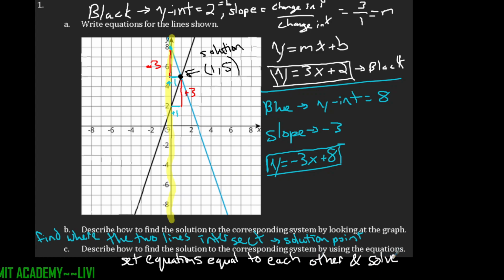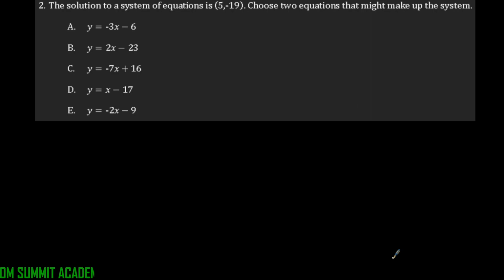Again, remember a system of equations is at least two equations on the same coordinate plane. For number 2, it says the solution of the system of equations is 5, negative 19. Choose two equations, so we're picking two answers that might make up that system. So let's pull up our wonderful Desmos calculator. I want you to graph on Desmos, and I'll show you how to do that.